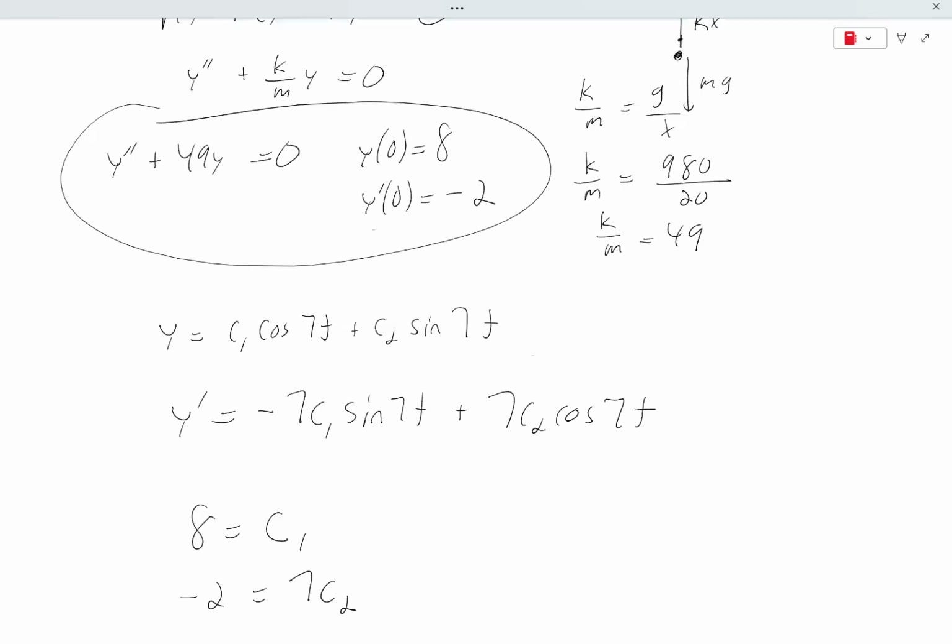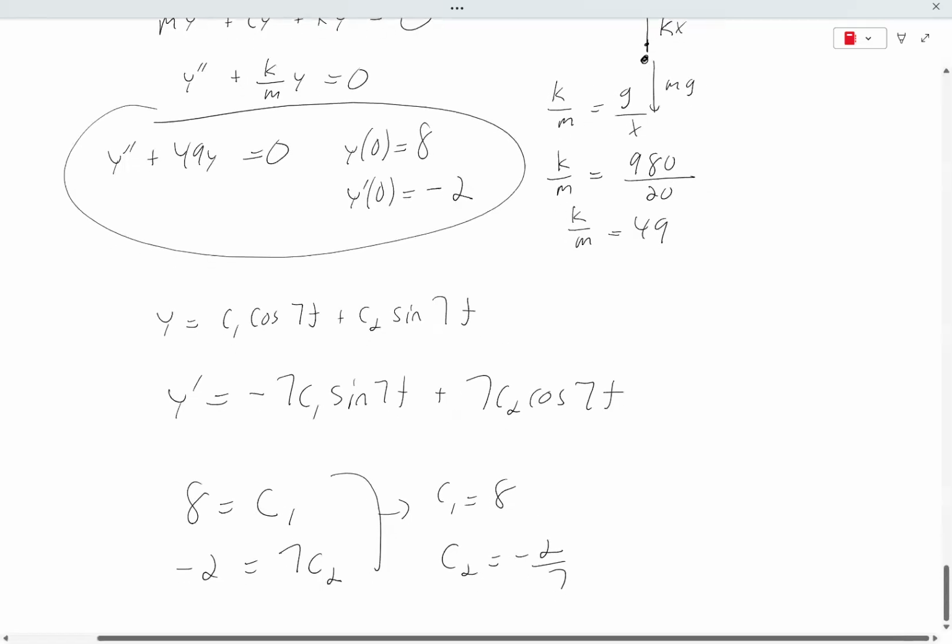Okay, applying the conditions there. And then you got them here then, right? So C1 is 8 and C2 is -2/7. Right, so that gives you these guys here then. And then you got the answer.